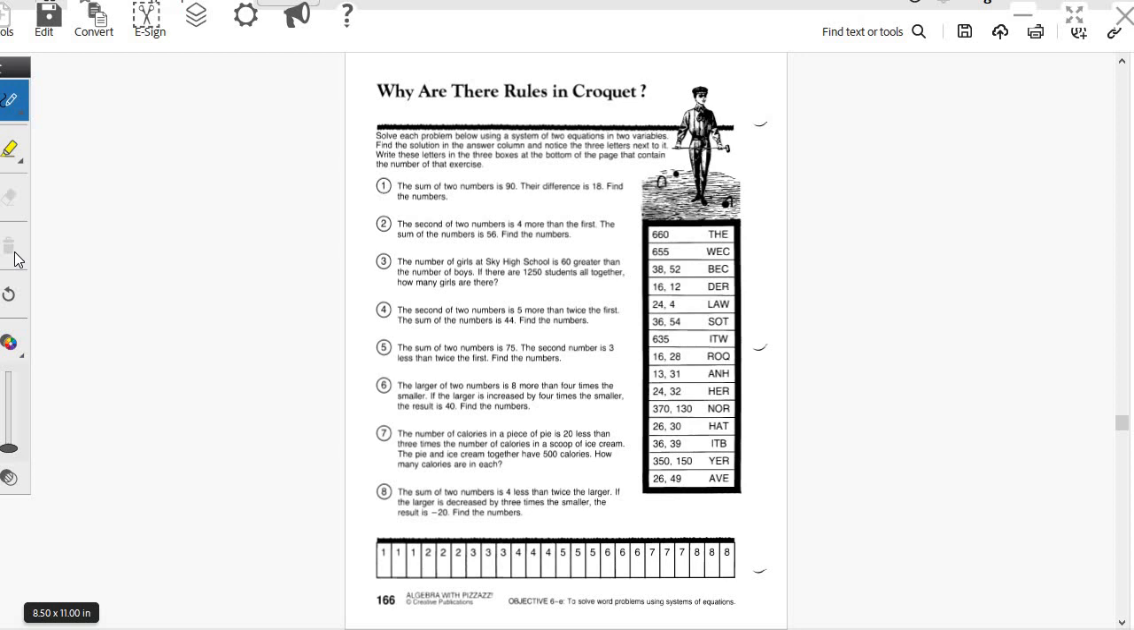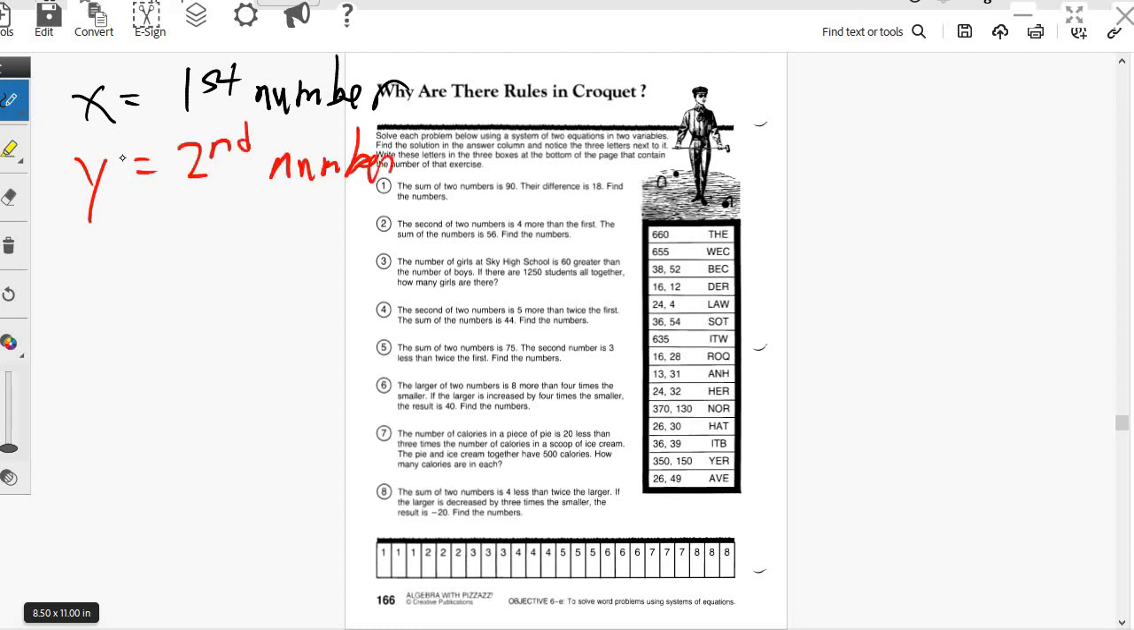Question number 2 reads: the second of two numbers is 4 more than the first. So we're going to say x is equal to the first number, and for the other number, y is equal to the second number. Notice how before we did problems like this, but we related it to just one variable. Now we can use two variables, because we have that knowledge now.